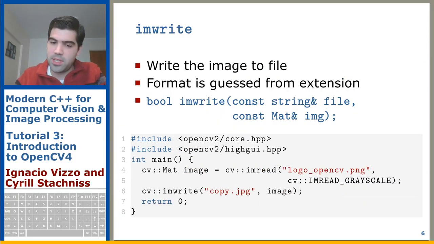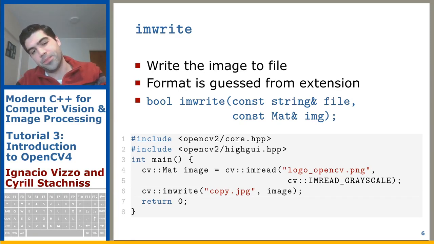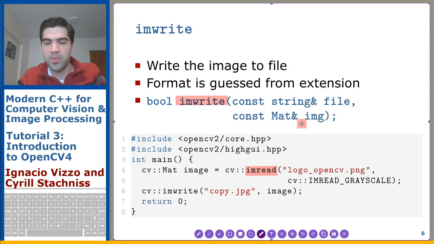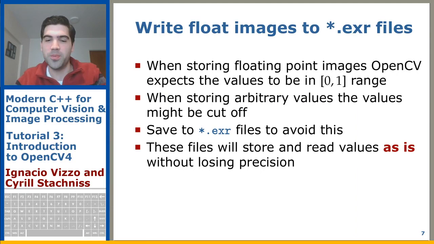Writing is as trivial as reading, so instead of calling cv::imread, you need to call cv::imwrite. Actually there is a typo here, so sorry, this should be imwrite, not imread. So this is run on the slide, and then you specify the file, and which is the Mat you want to write. And then just another warning with floating point values images.